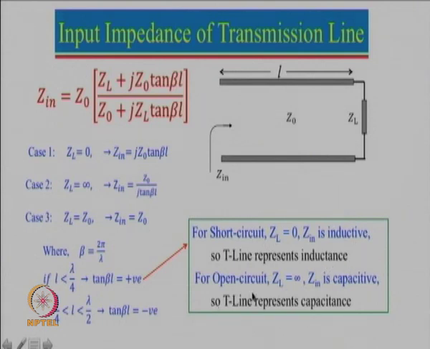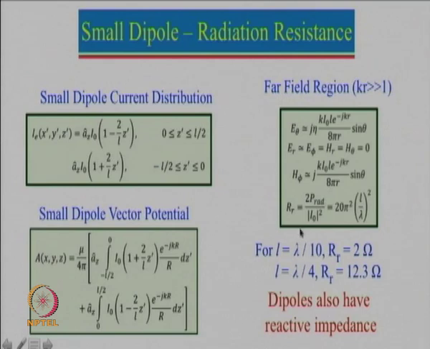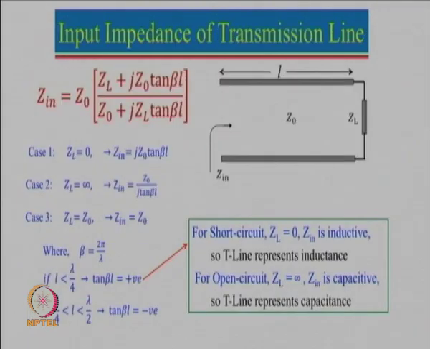And for open circuit ZL is infinity. So, we can see from here, if it is infinity and this is positive, this will be capacitive. So, that means an open circuit line here which is small will have a capacitive nature. So, a small dipole antenna will in reality have a small radiation resistance along with a capacitance which is associated with this transmission line.